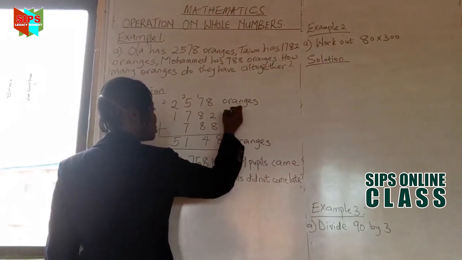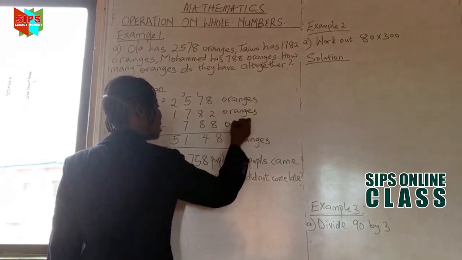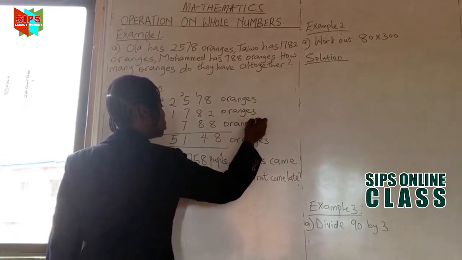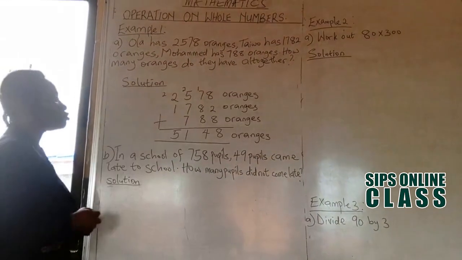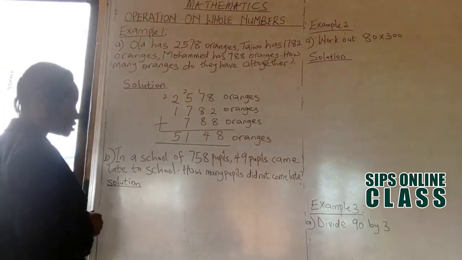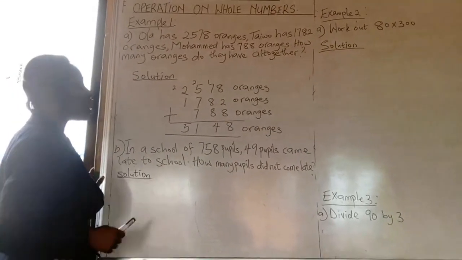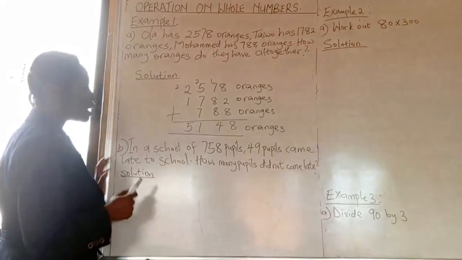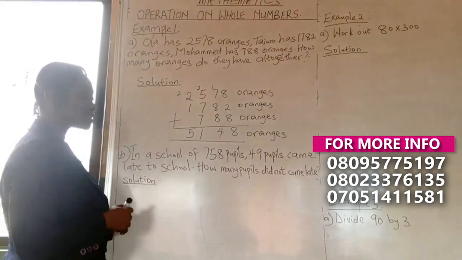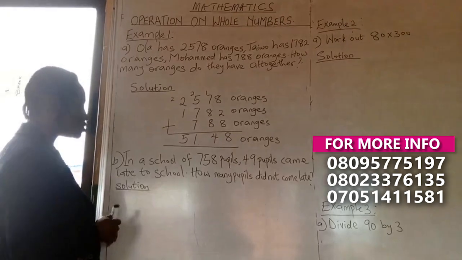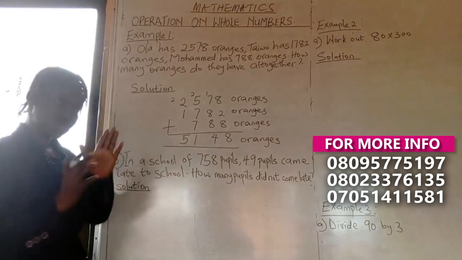So please, when carrying out operation on addition that has to do with summing up, this is how you go about it. Alright? So moving on to example 1b. We have, in a school of 758 pupils, 49 pupils came late to school. How many pupils did not come late? So this will solve a problem on subtraction.